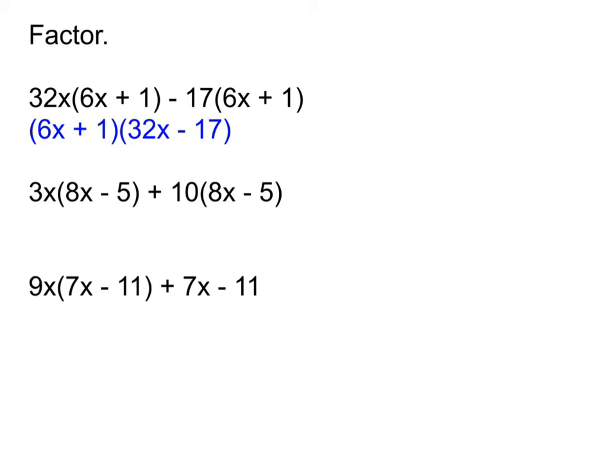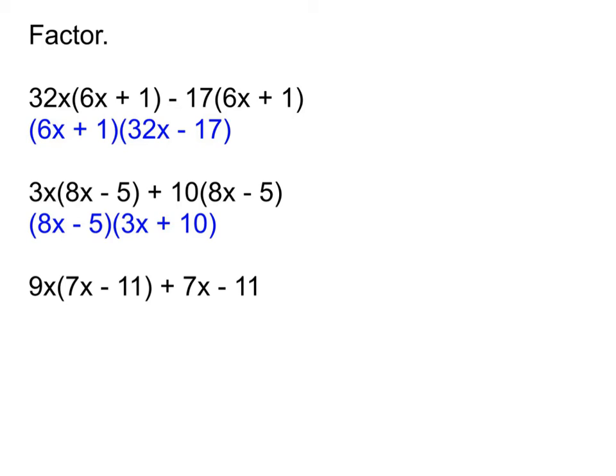Okay. We repeat the process for the second one. In the second one, what are you going to factor out of every single term? 8x minus 5. Yep, the 8x minus 5. Good. And so then what's going to be in the other parentheses? The 3x and the plus 10. All right. Those are doable.